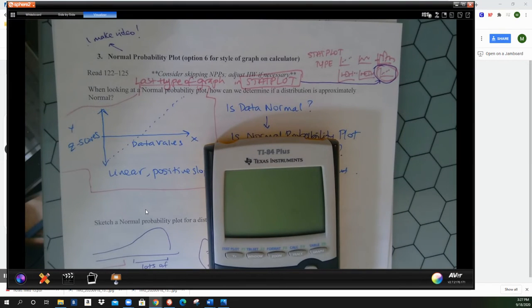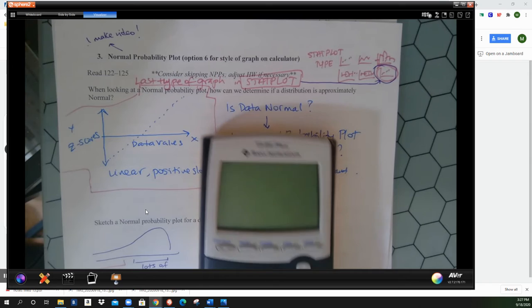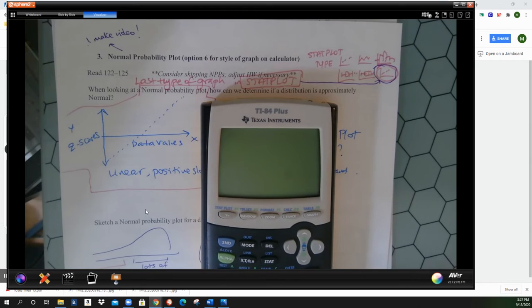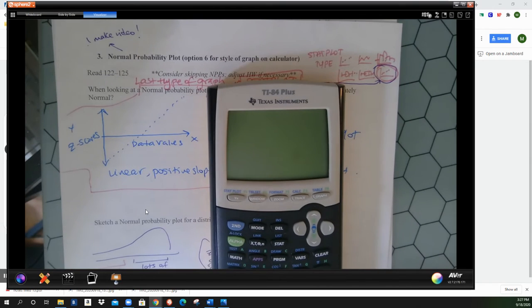Okay, so this is the third way to check. This one's a little obscure, but this might be the fastest one. So if you like it, this is going to be the time saver. This is something called a normal probability plot. It's option 6 for the type of graph on your calculator.